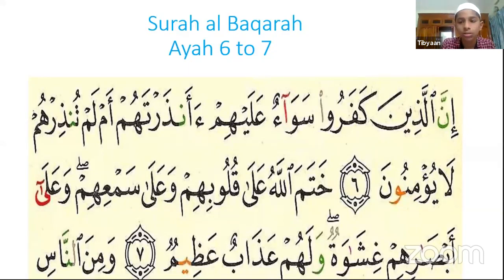أأنذرتهم, again ha comes from the throat. أأنذرتهم hum. Lam tundirhum. Here again there's a ghunna, like anzartahum. Tundirhum, there is ghunna there as well. Here again there is a ra with sukun. You should do tarqeeq this time.